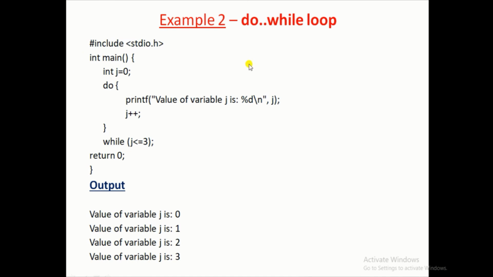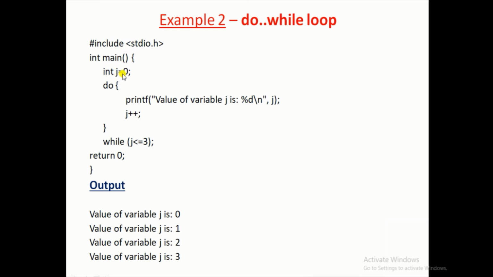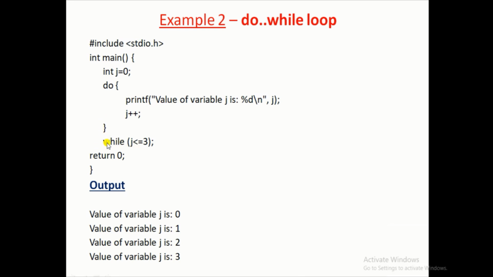With an example, it asks us to print from 0 to 3. So we include the header file, and inside the main function we initialize a variable, that is j, and assign its value to 0. And we write do. Inside the do, we write printf, the value of variable j is %d slash n, j, and increment j by 1. Then we put the condition: we write while, and inside while, j is less than or equal to 3. So this is the condition.